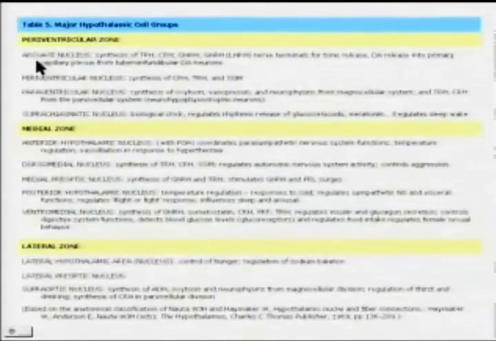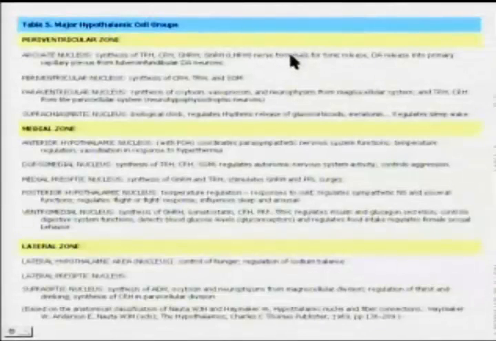Thus, the arcuate nucleus then of the periventricular zone. Here we find neurons that synthesize TRH, CRH, GnRH, and GHRH, growth hormone releasing hormone. GnRH used to be called LHRH.